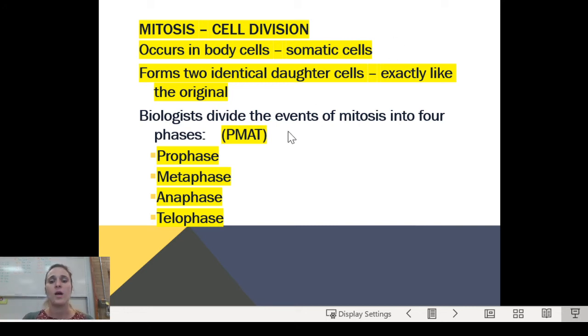And this little mnemonic here, PMAT, is a really good way to remember the order of the phases. So you do need to know the order of the phases. Prophase, metaphase, anaphase, telophase. That's the order they go in. And you can use PMAT to remember that. So that's a good mnemonic to remember.